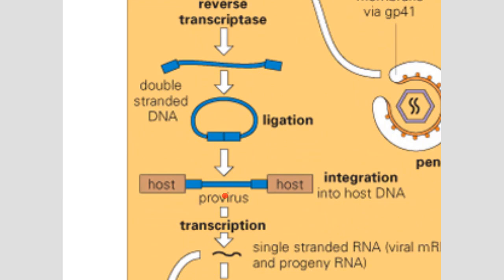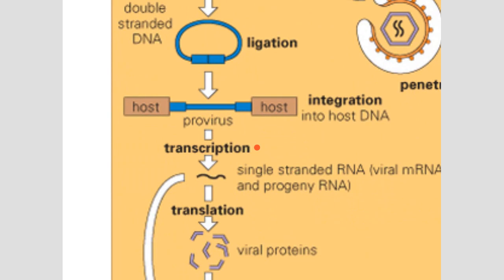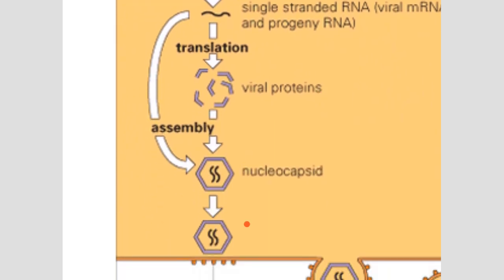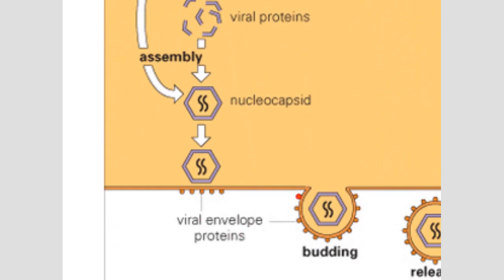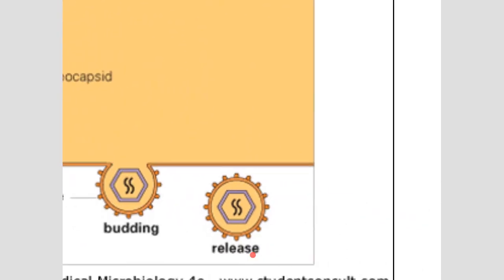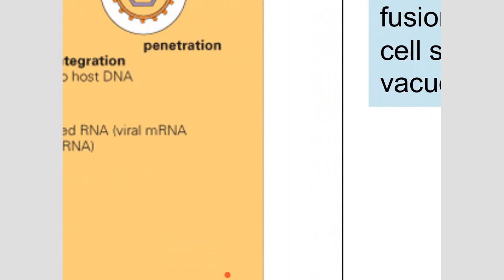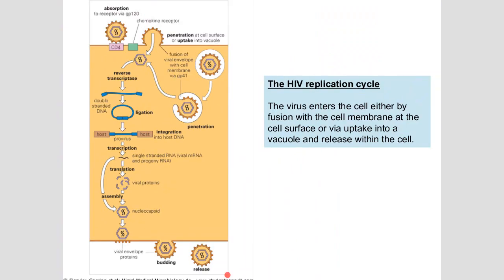And then again, the typical process: transcription, translation, viral proteins are made, nucleocapsids are made, the virus is ready, it's going to pick up the viral envelope protein from outside, and then it's going to bud out and release. As we discussed for most of these viruses that you saw in the past in terms of their replication, all these are important in terms of what step we are going to take to stop these kinds of activities that are happening within the cell.